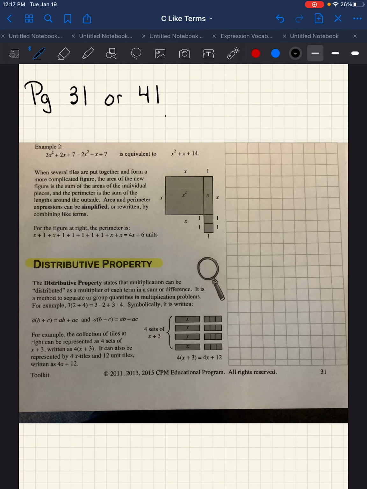Okay, these notes are on page 31 or 41 in your toolkit. On the bottom of the page, we're talking about something called distributive property. Distributive property, reading what it says here, states that multiplication can be distributed as a multiplier of each term. That sounds very confusing, but it's a pretty simple concept. We'll look at a couple examples.